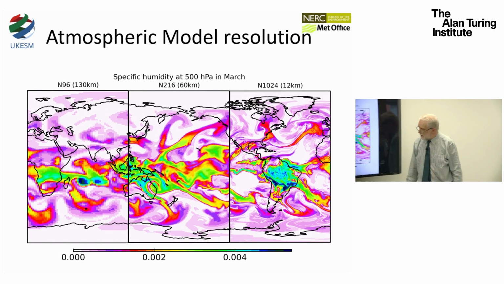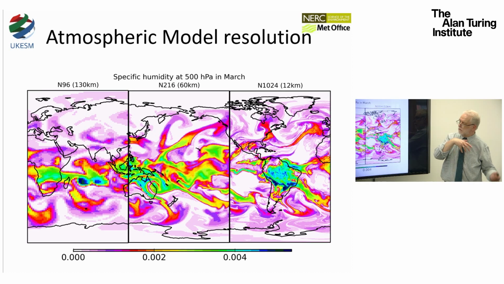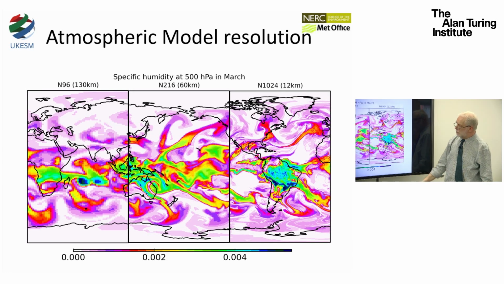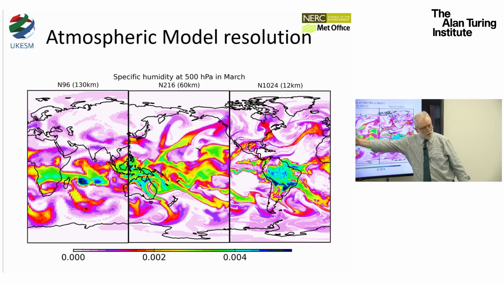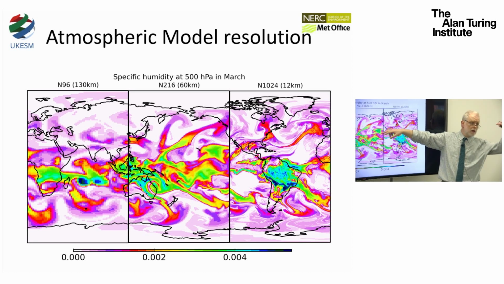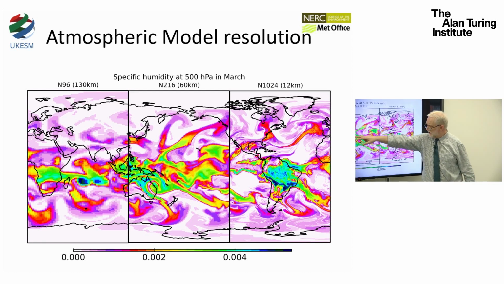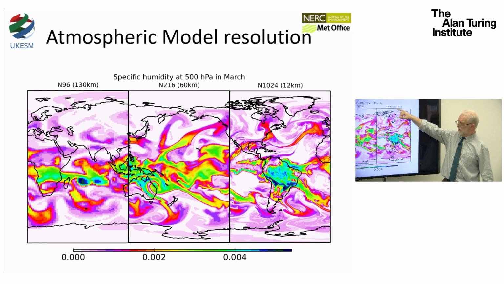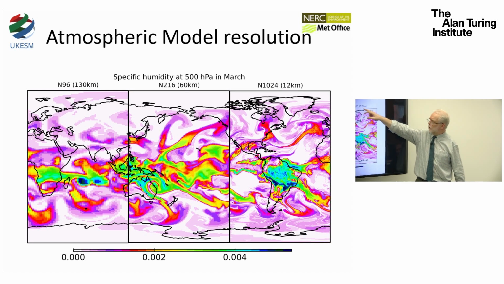We have this snazzy picture here to indicate the effects of changing resolution. So this is the N96, the low resolution version of the atmosphere, 130 kilometre grid boxes at the equator. This is N216, the high resolution version of the atmosphere, 60 kilometre grid boxes. And this is N1024, 12 kilometre resolution grid boxes at the equator.